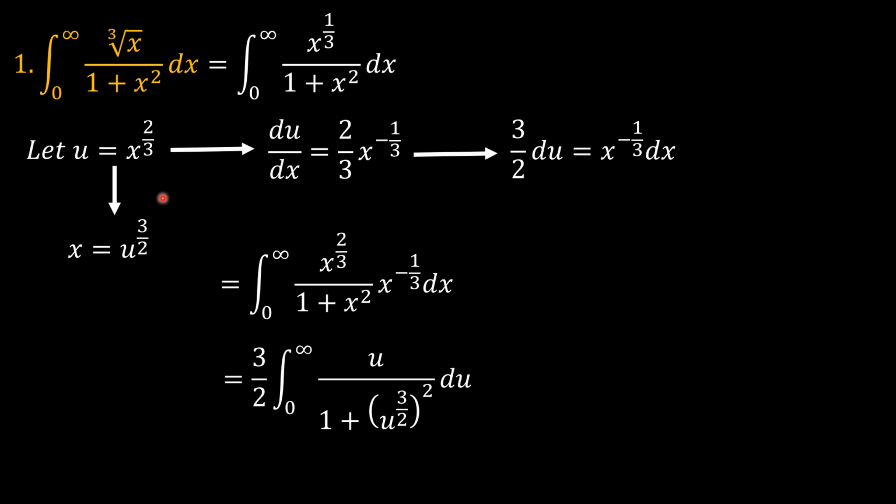And it's easy to know that when x is 0, u will be 0. When x tends to infinity, u would also tend to infinity. So we'll keep the limits as they are. So what we've done here, in place of x to the power 2/3, we have u. In place of x times x to the power negative a third dx, we've put du here. In place of x, we have u to the power 3 over 2. And then obviously the constant here, we didn't forget about that.